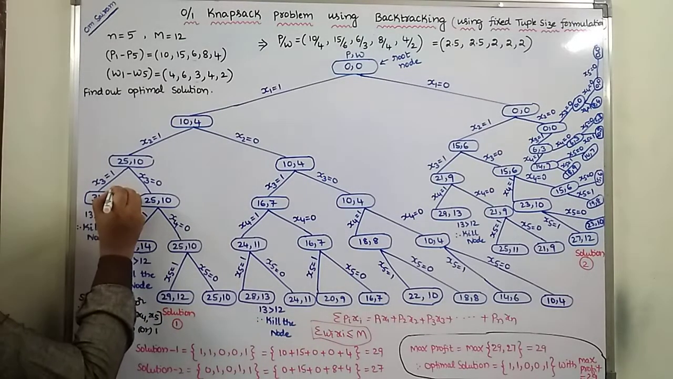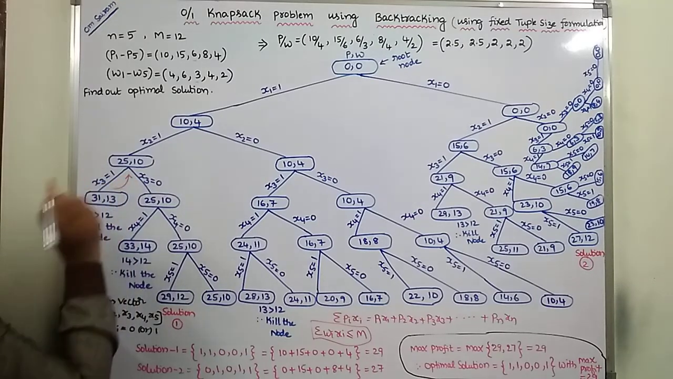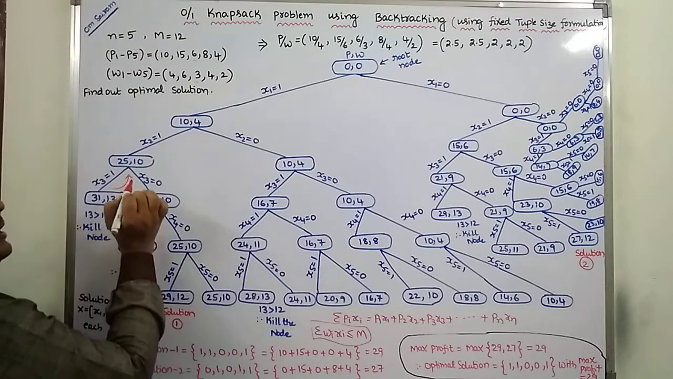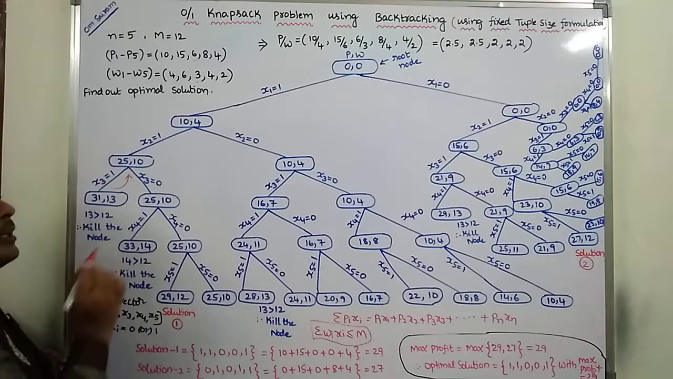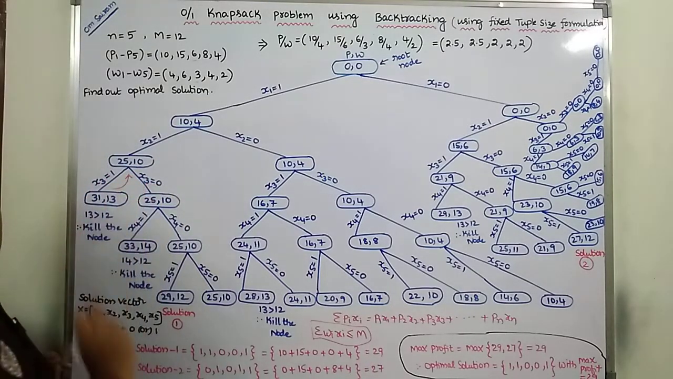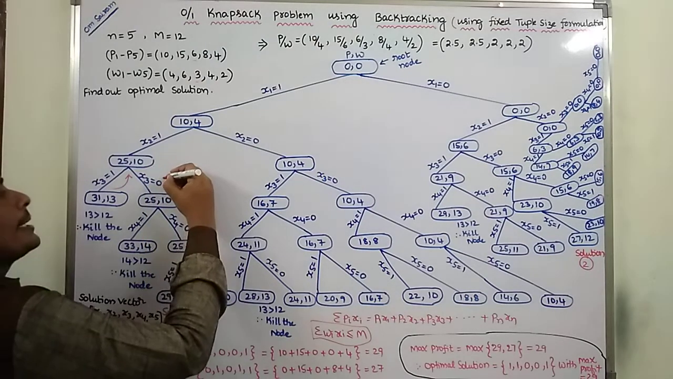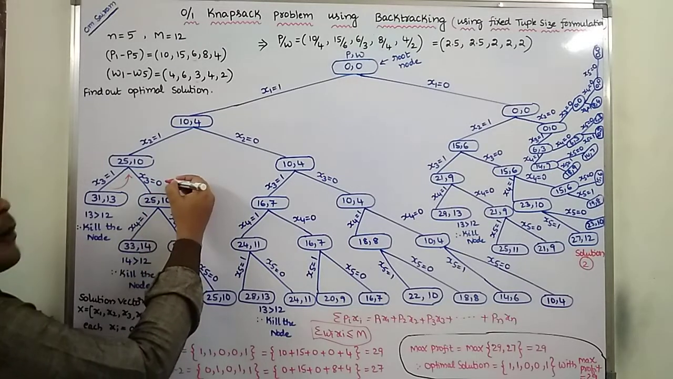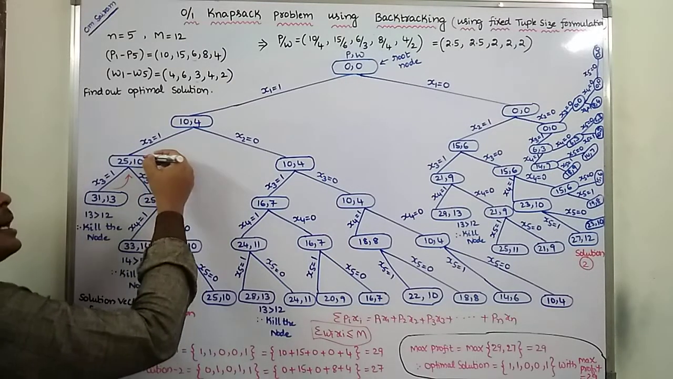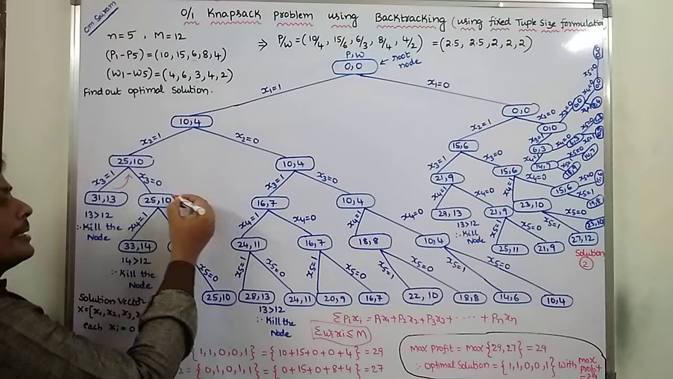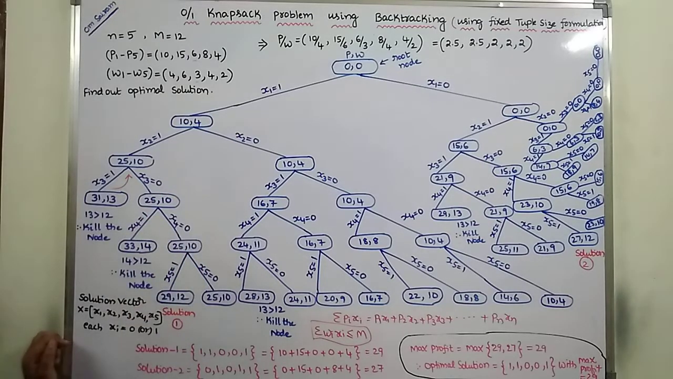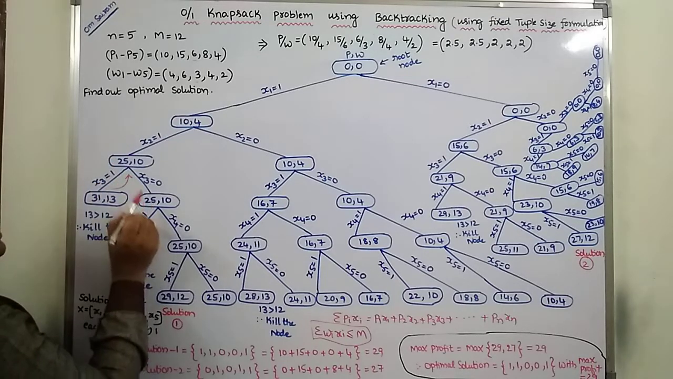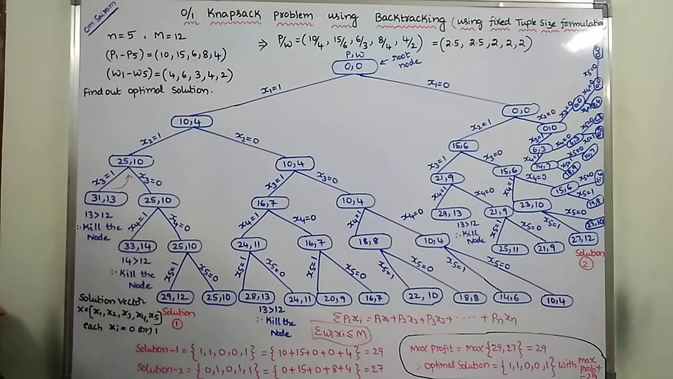So now again we have to backtrack. Here x3 is equal to 1. Now we go for x3 is equal to 0. That means the third object is not considered. Whenever the third object is not considered, whatever values we have there, we write those values. Profit is the same, 25, and weight is also the same.